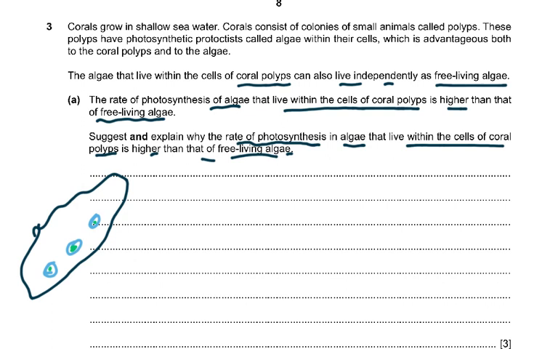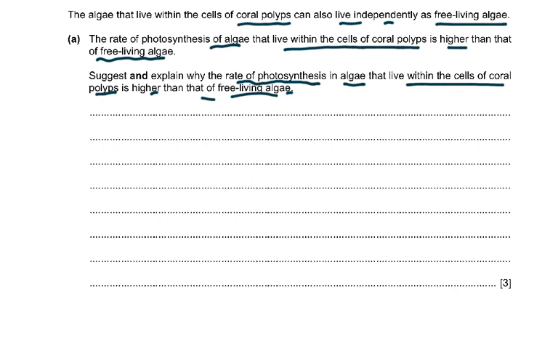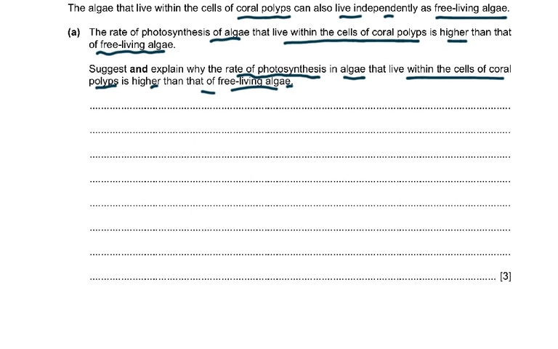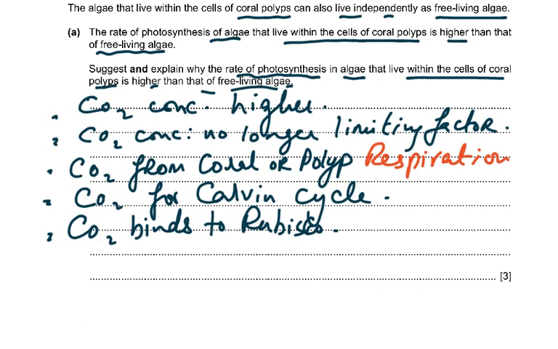So please first understand the question, read it two or three times, and then think of how you're going to answer this and how you're going to come up with the answer. So suggest and explain why the rate of photosynthesis in the algae that live within the cells of coral is higher than that of the free living algae. So just to recap, CO2 concentration is higher, CO2 concentration is no longer limiting, CO2 from the coral or the polyp, which is respiring and producing carbon dioxide.